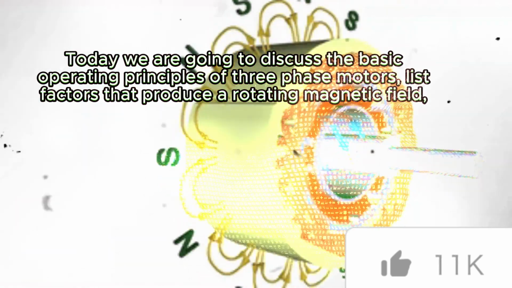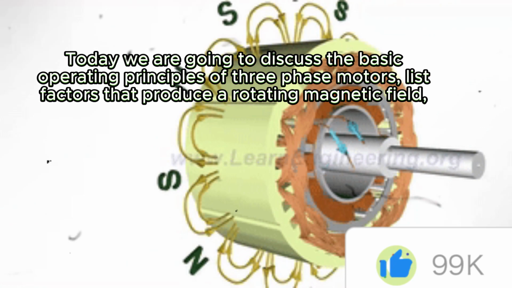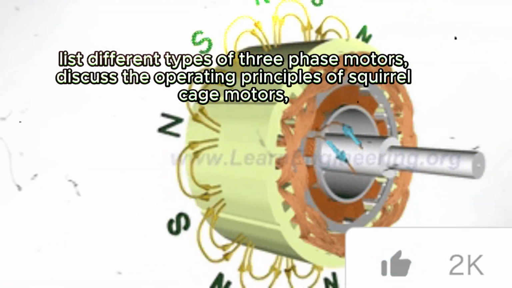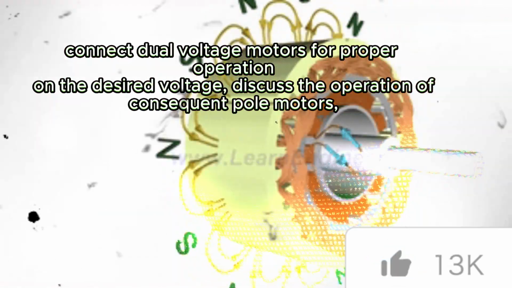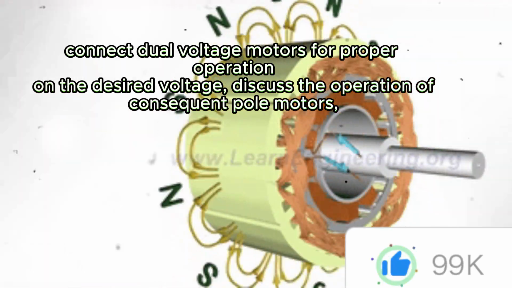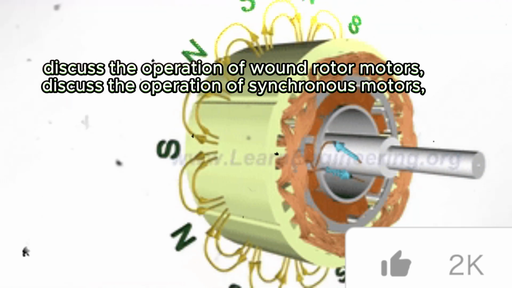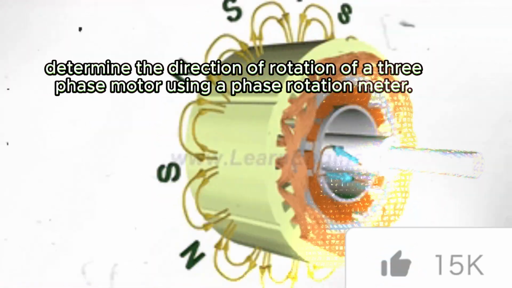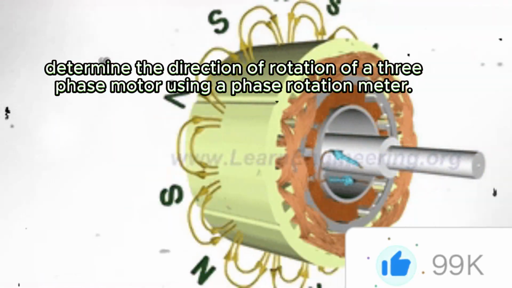Today we are going to discuss the basic operating principles of three-phase motors, list factors that produce a rotating magnetic field, list different types of three-phase motors, discuss the operating principles of squirrel cage motors, connect dual voltage motors for proper operation on the desired voltage, discuss the operation of consequent pole motors, discuss the operation of wound rotor motors, discuss the operation of synchronous motors. Determine the direction of rotation of a three-phase motor using a phase rotation meter.